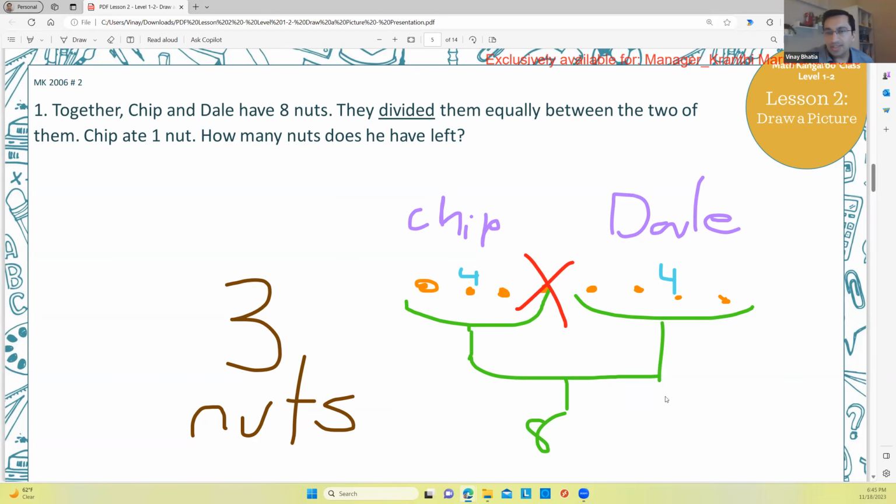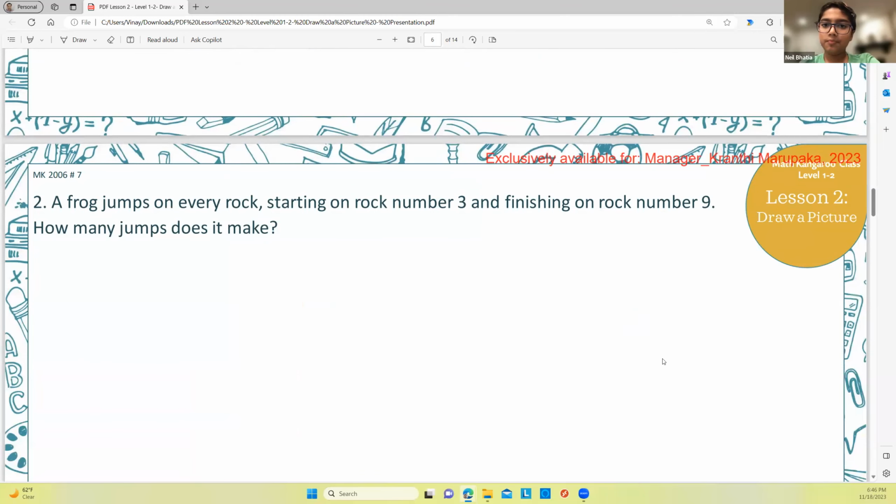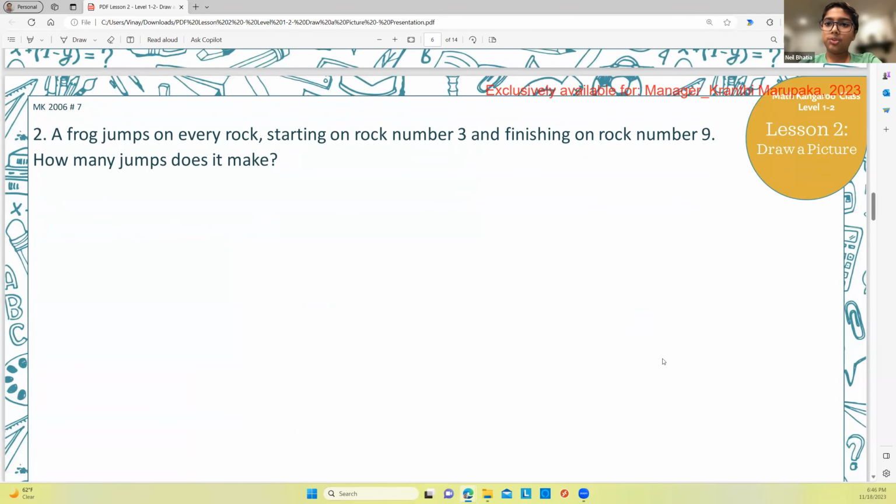Should we go to the next one? Okay. A frog jumps on every rock, starting on rock number 3 and finishing on rock number 9. How many jumps does it make? Saisha, you want to solve? Your hand is up. Sure.